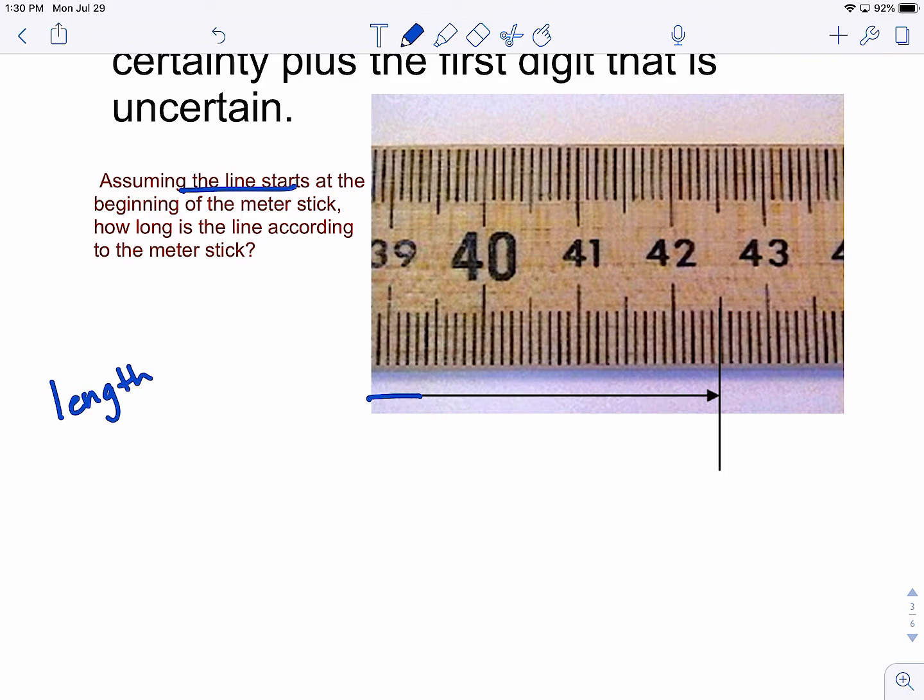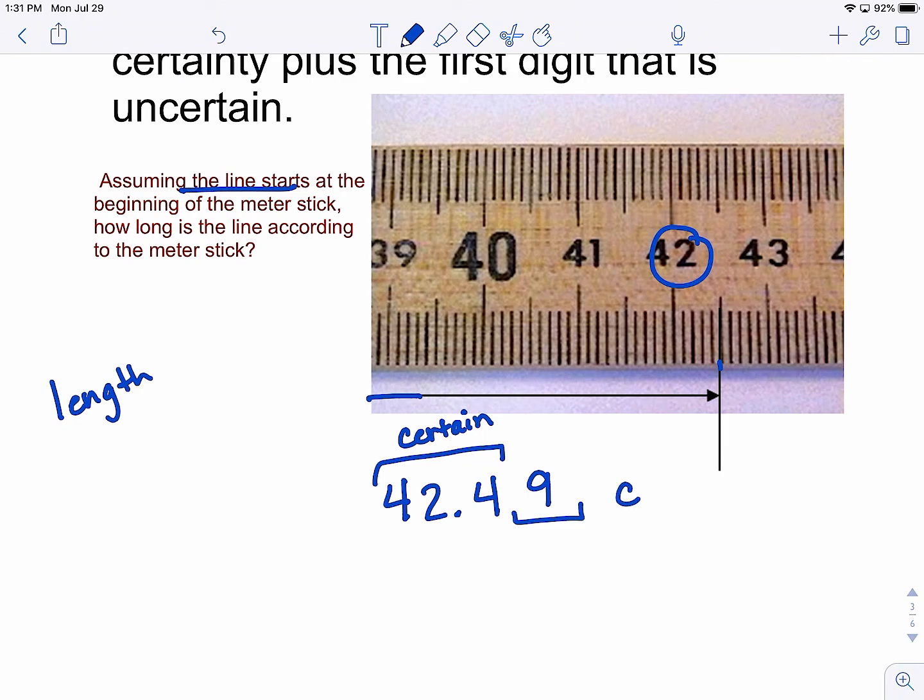So first of all, looks like our line is right in front of that 5 millimeter mark. So we know 42.4. Those are our digits that we know for certain. Okay, we know 42, and we know since that line goes right in front of that 5 millimeter mark, we know it's going to be 42.4 something. Our last digit is our estimated or uncertain digit. Now this can vary between people, okay? In this case, I'm going to say 42.49. And then, of course, don't forget units.